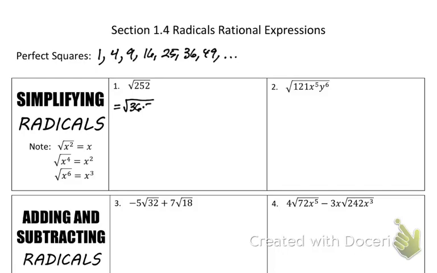Square root of 36 times 7. Now, one of the big rules with square roots is, if it's a multiplication, you can pull it apart. If it's addition or subtraction, you cannot. So if it's a multiplication, I can pull this apart to equal square root of 36 times square root of 7, which would equal 6 square root of 7. That would be fully simplified.